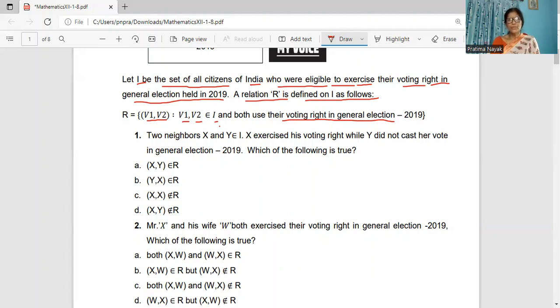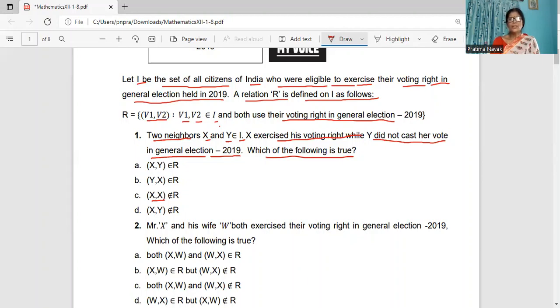Now coming to the question. Two neighbors, X and Y, belong to I, that means they are citizens who were eligible to vote. X exercised his voting right and cast the vote, while Y did not cast a vote in the general election 2019. Which of the following is true? (X, Y) belongs to the relation. (Y, X) belongs to the relation. (X, X) does not belong to the relation. (X, Y) does not belong to the relation.